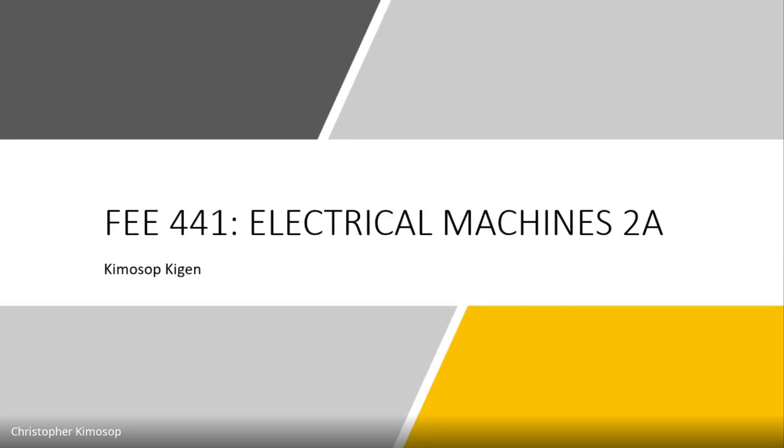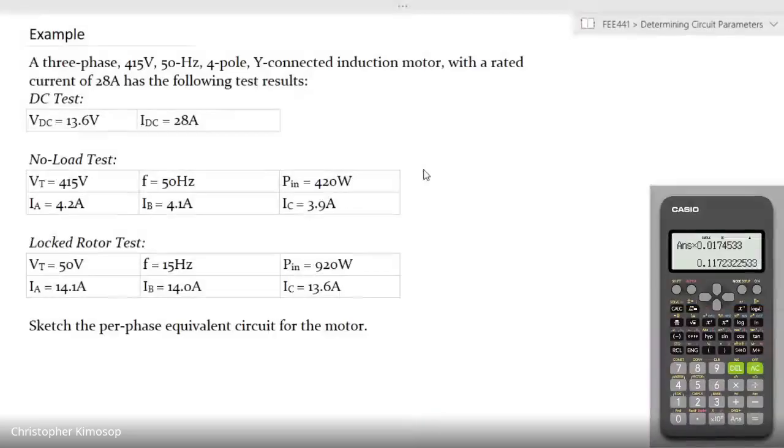Okay, so we have an example here. Let's take account of all of the tests that we've looked at. We've looked at 3 different tests and what they establish. So essentially we have a 3-phase 415 volt 50 hertz 4-pole motor, which is star connected with a rated current of 28 amps, and it has test results as listed.